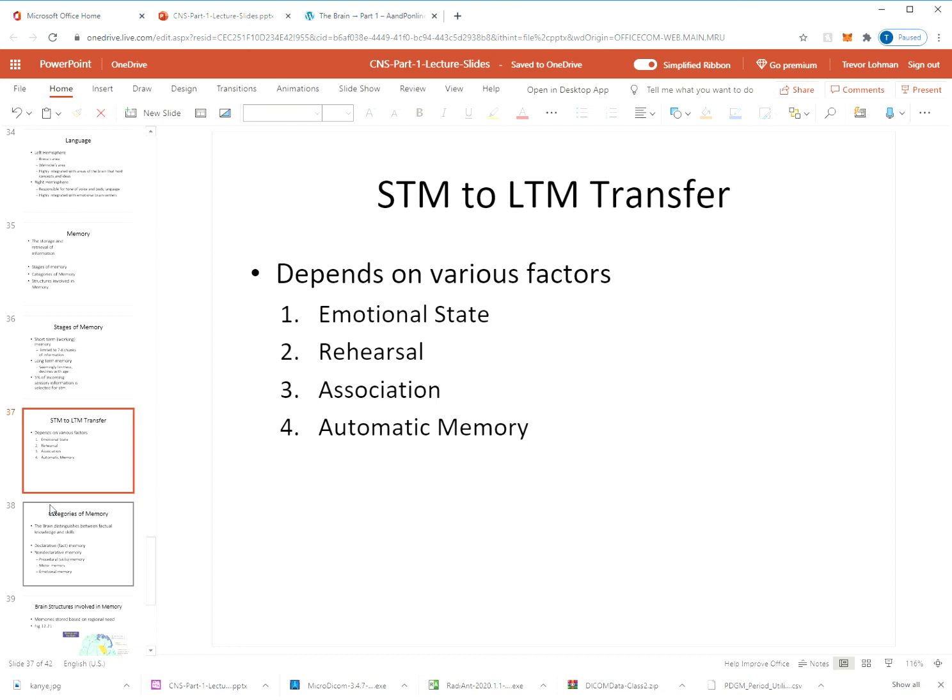Association is a very powerful one, and this is one you have to try to employ if you can. It's easier to memorize something if you're associating it with something you already have memorized. You can anchor bits of information into your brain.